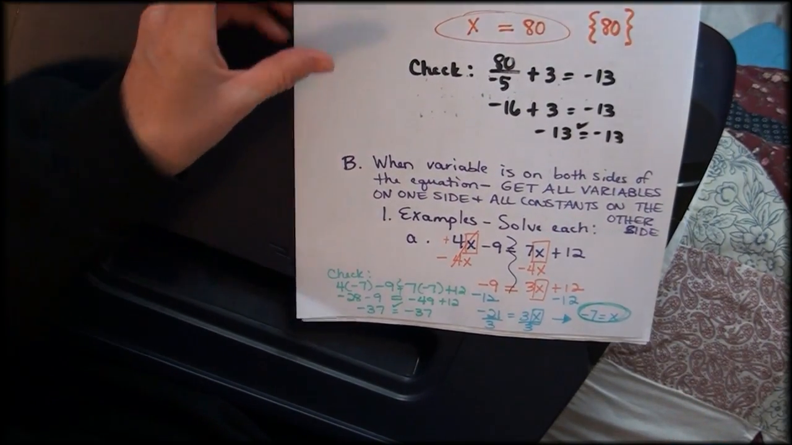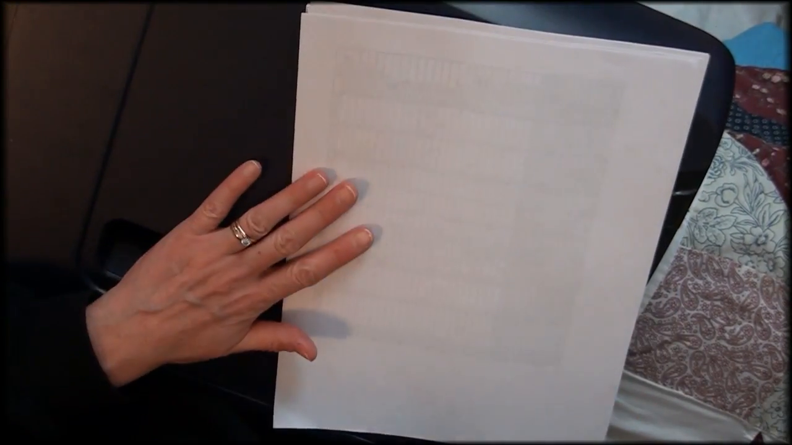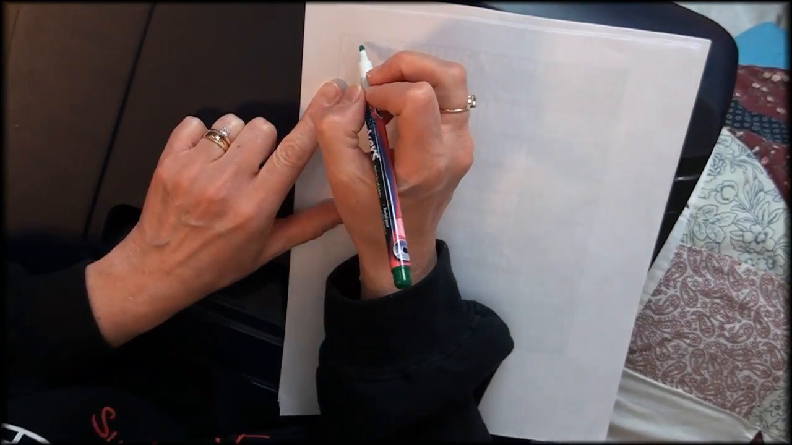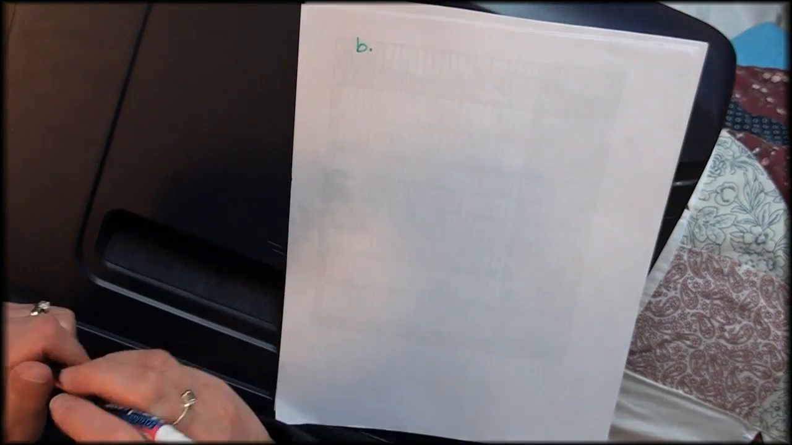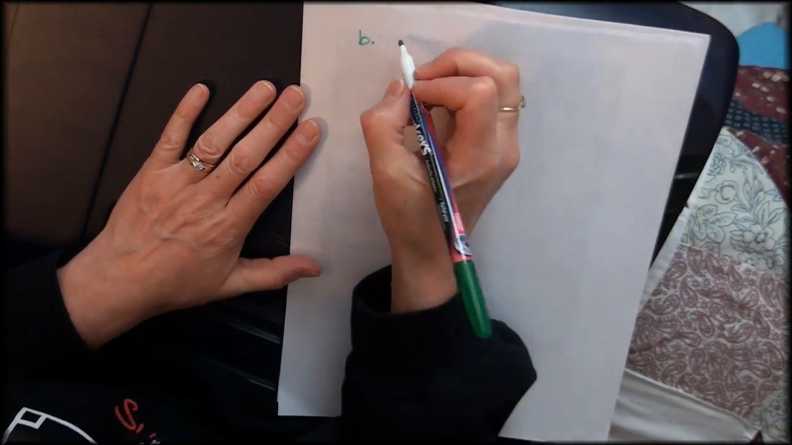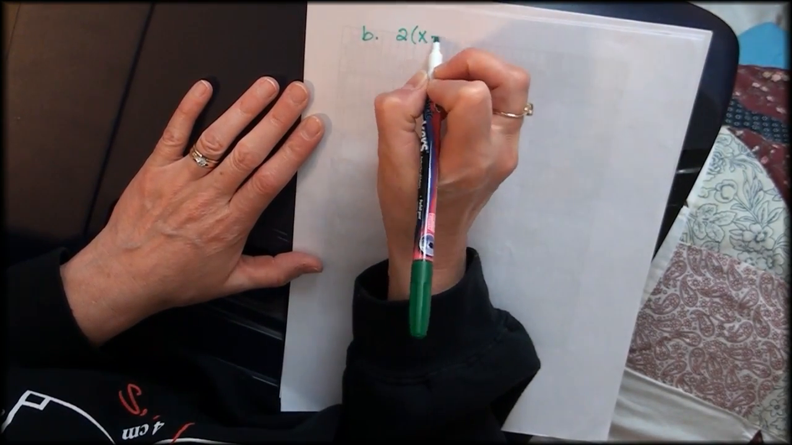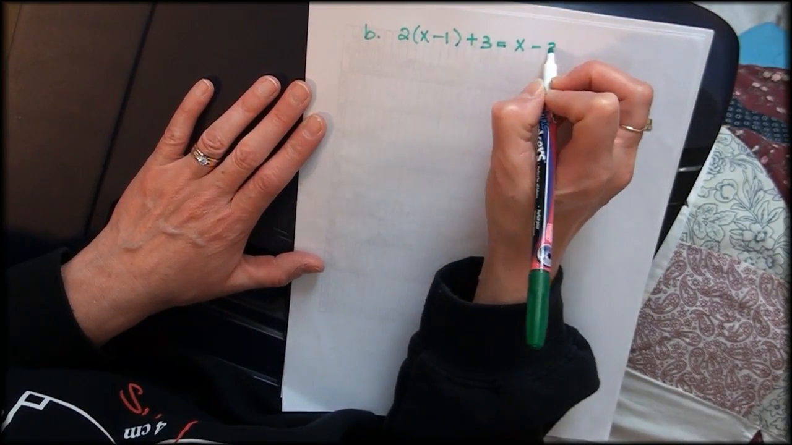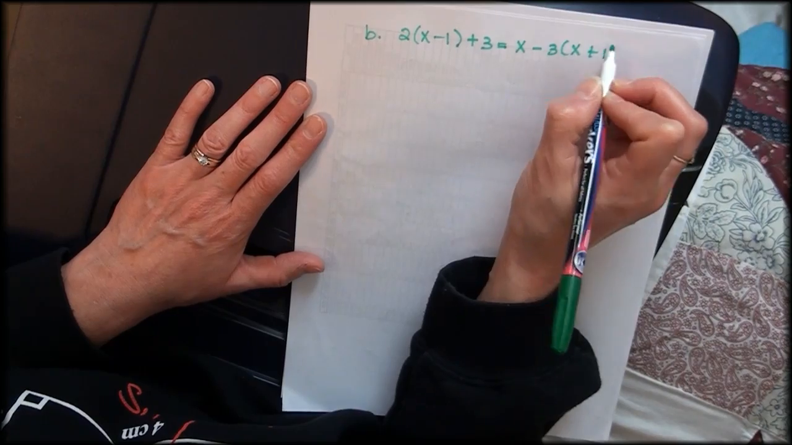All right, let's try just a couple more because those aren't too bad. So let's say that I've got, how about this? 2 parentheses x minus 1 plus 3 equals x minus 3 times x plus 1.